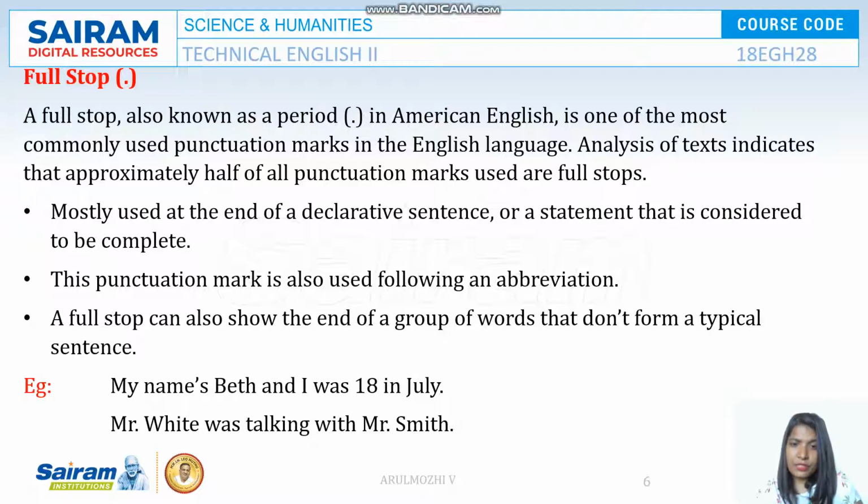So without full stop, you cannot end a sentence. So whenever you start a sentence, you will have to start it with a capital letter, and the beginning of a sentence should be in capitals. Okay. After this full stop, the first letter of the next sentence should be in capital letter. So that is the rule of a sentence. A sentence must start with a capital letter and end with a full stop.